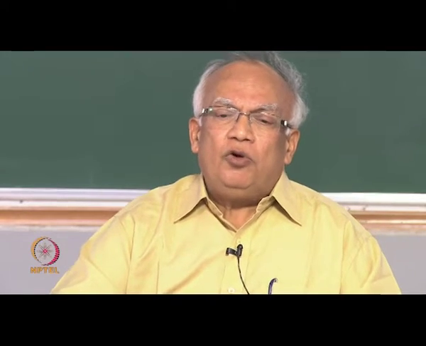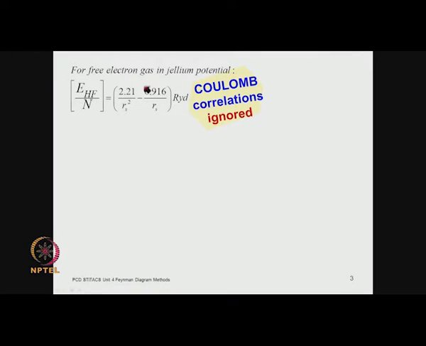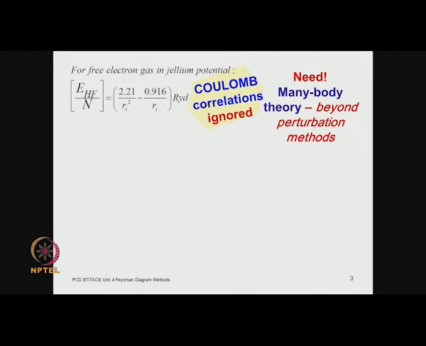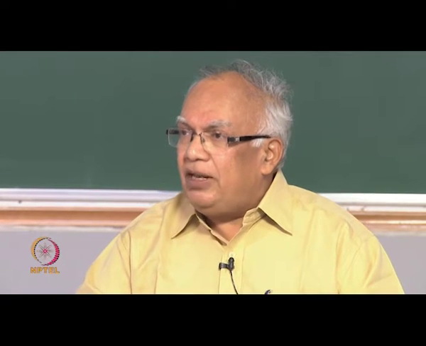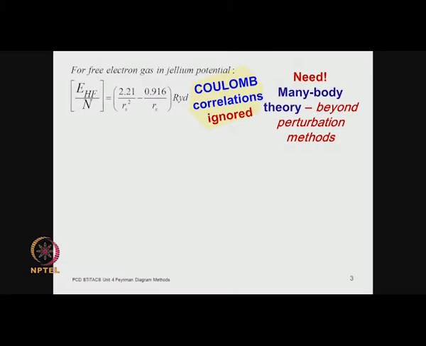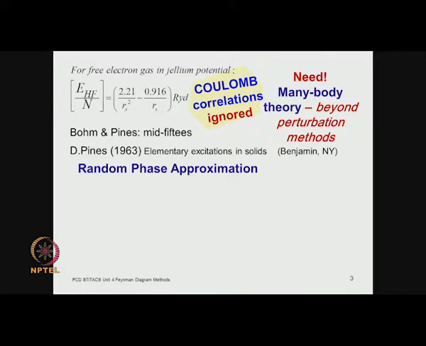So, these Coulomb correlations are ignored in this result, and these can be addressed using a variety of different techniques, and we are in the process of discussing some of them. And for this you need a formal many body theory. This is where quantum field theoretical methods or many body methods become necessary, and they help us go beyond perturbation methods. So, the technique that we discussed in the previous unit is the random phase approximation.